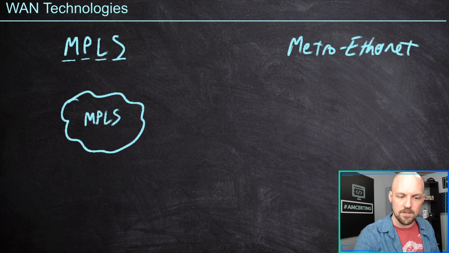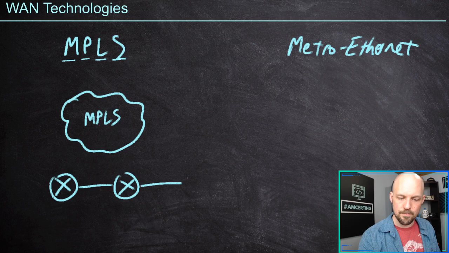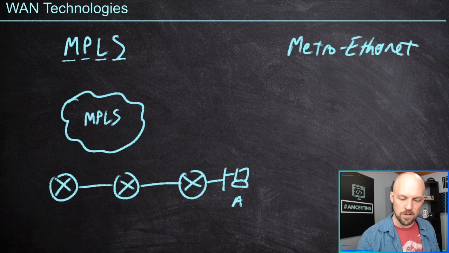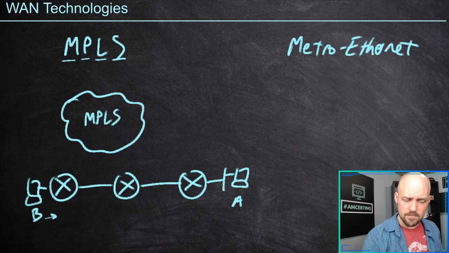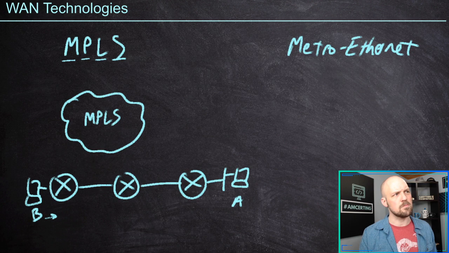And without going into a whole lot of detail here, the gist of it is, let's say I've got three routers in a row here, and I'm trying to get to a host that's over here, host A, from host B. It's backwards. A is usually on the left, but hey, there we go. So B is sending a packet to host A. And when this router receives it, it's going to check its label information state.